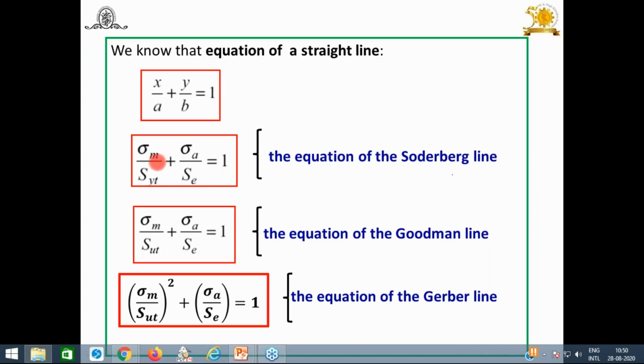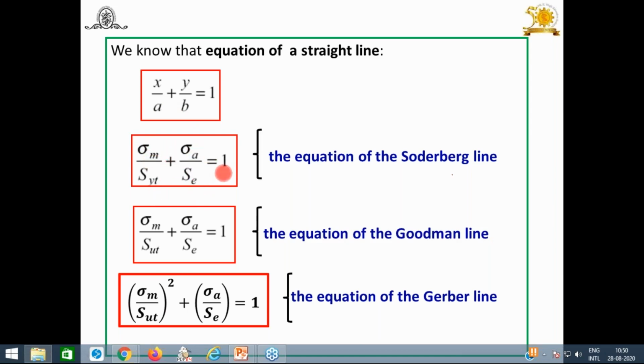Let us see by using this equation of line. For the Soderberg line, sigma m, Syt, sigma a, Syt. I have already told, what is this? A is the intercept on the x-axis, B is the intercept on the y-axis. Now look at this. This is the coordinate x and y. So what is the x-axis? I have located the point sigma mean, y-axis sigma a, and the intercept for the x-axis Syt. For the Soderberg line, meaning the line joining Se on the y-axis and Syt on the x-axis, A is the intercept on the x-axis, the Syt, and B is the intercept on the y-axis, the Se is the point. So you will get the equation of line: sigma m upon Syt plus sigma a by Se is equal to 1.